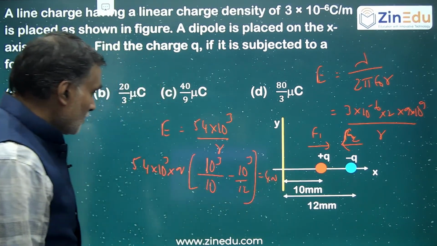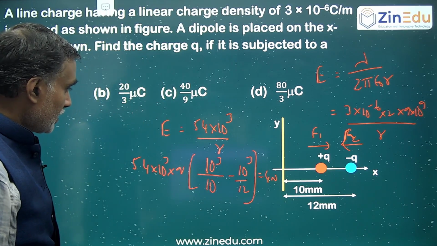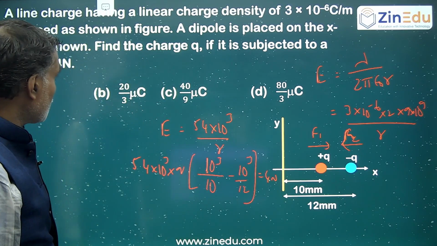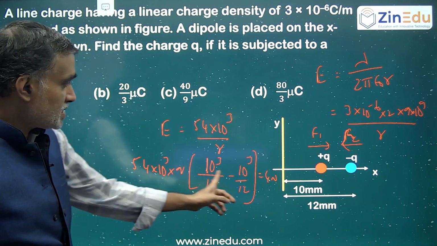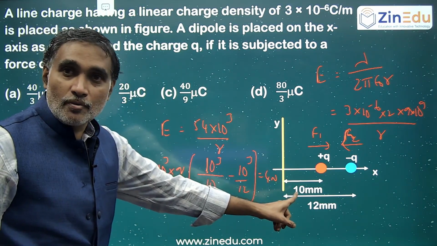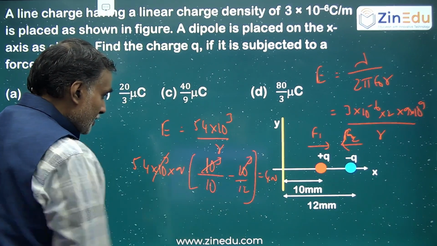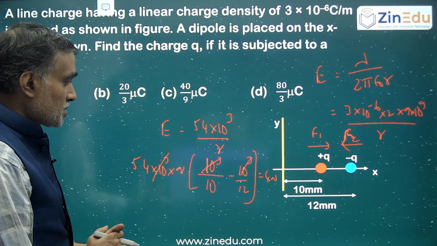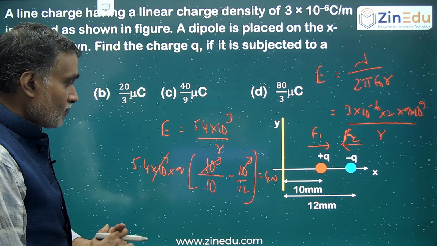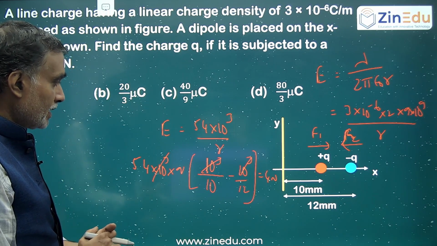From here you can find Q value. 10 cube we can take common, then 10 to the power of 6 you will get, then 10 to the power of 6 if I take it to RHS you will get 10 to the power of minus 6, then you will get in microcoulomb. So this 10 cube I am cancelling. So 1 by 10 minus 1 by 12 is how much? 12 minus 10, that is 2 by 120 I will get.